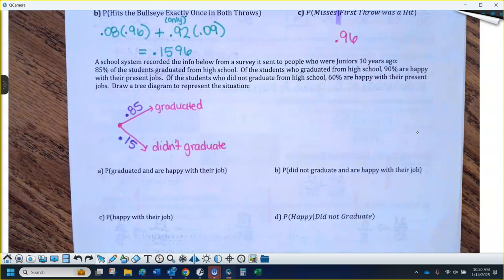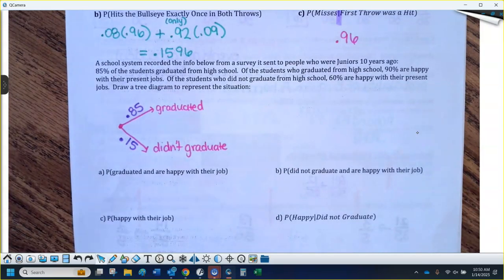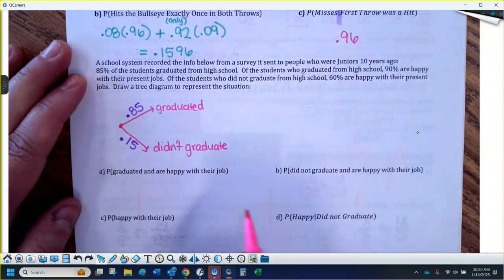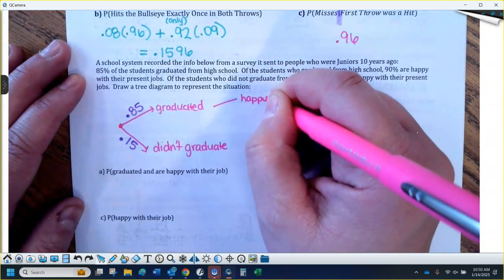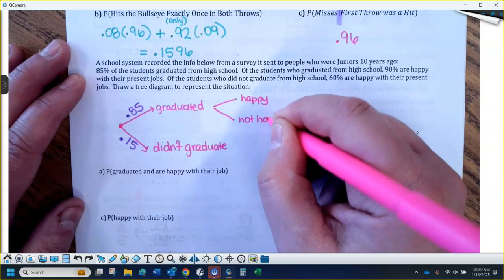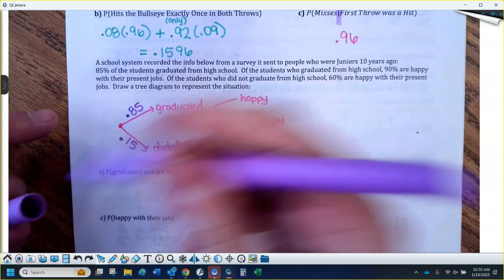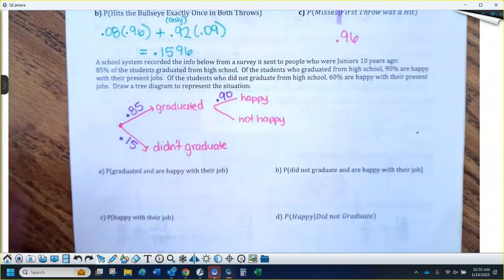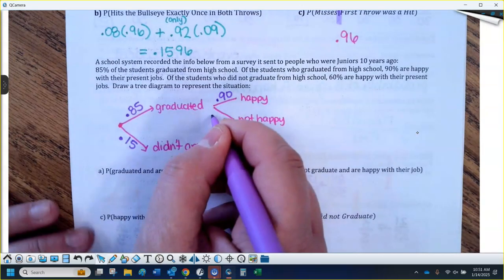Okay, now, of the students who graduated, so I'm going to be up on this branch here, it says, let's see, 90% are happy with their present job. So I'm just going to write happy. I'm not going to write with their job. And then the other group would not be happy with their job. So it says there 90% are happy with their job. So I'm going to put 0.9 or 0.90, however you want to write it. So how many people would not be happy with their job in that group? 10, right? 10%, so just put 0.10.